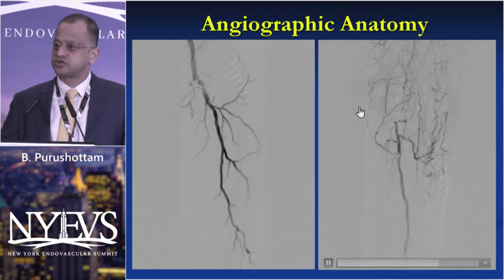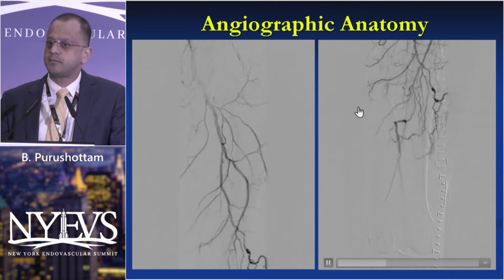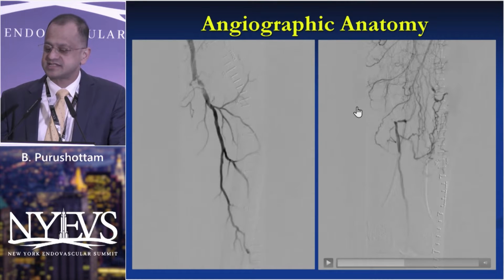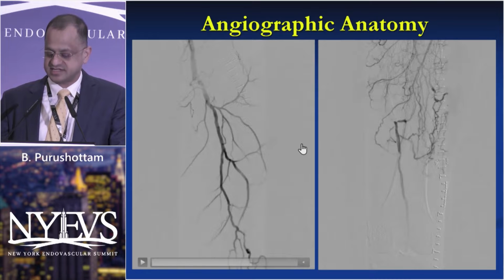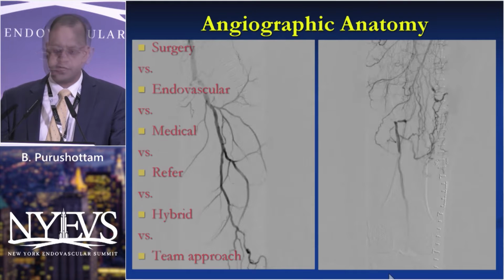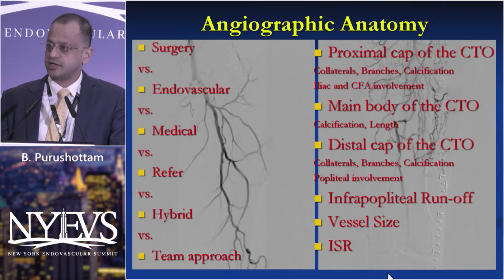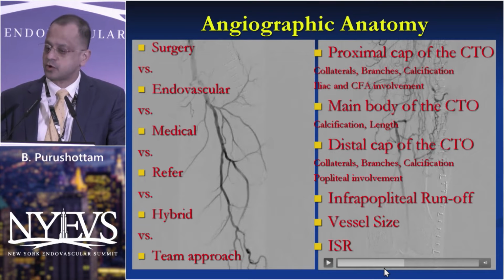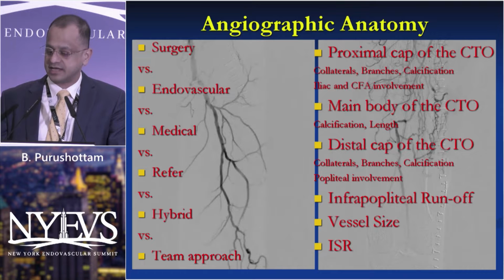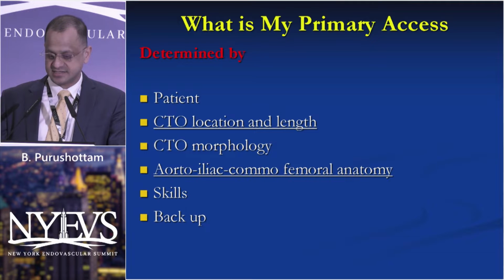So when you obtain an angiogram, I strongly recommend pause for a minute or two and decide what should be the next treatment option. Once you decide what kind of therapy you're going to deliver, you got to analyze these angiograms a little more closely. What is the proximal cap like? What are the collaterals? Is there calcification? What does the main body look like? What does the distal cap look like? And finally, what is the runoff? Are you dealing with ISR? And then finally, what kind of vessel size is it?